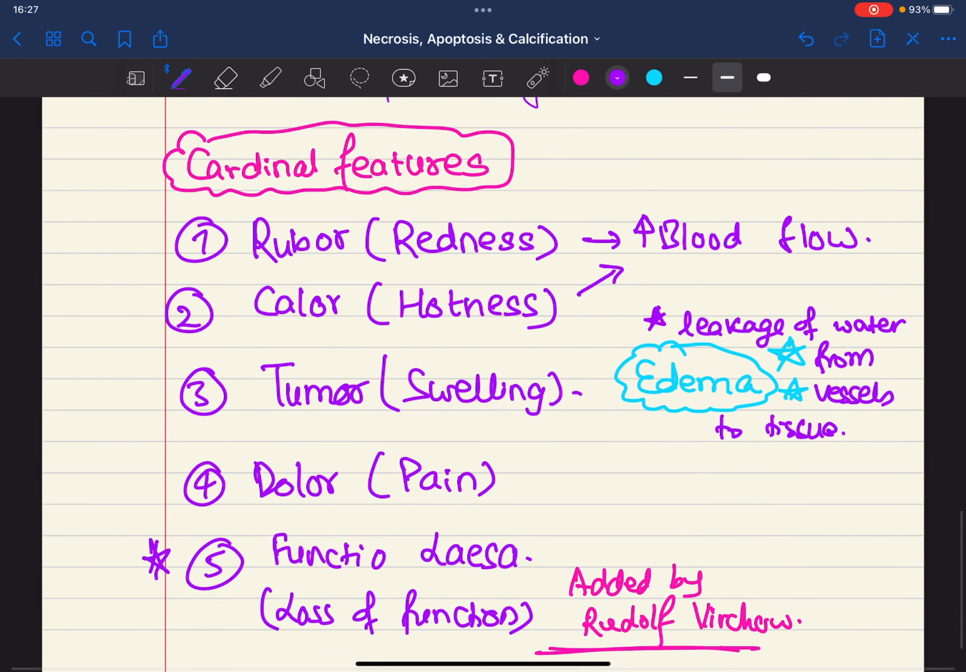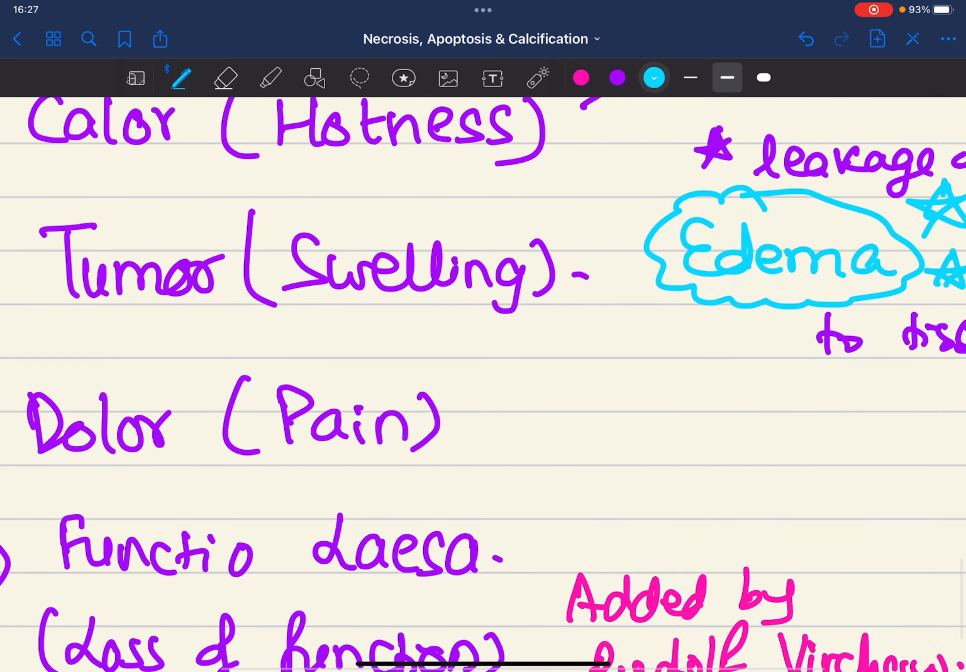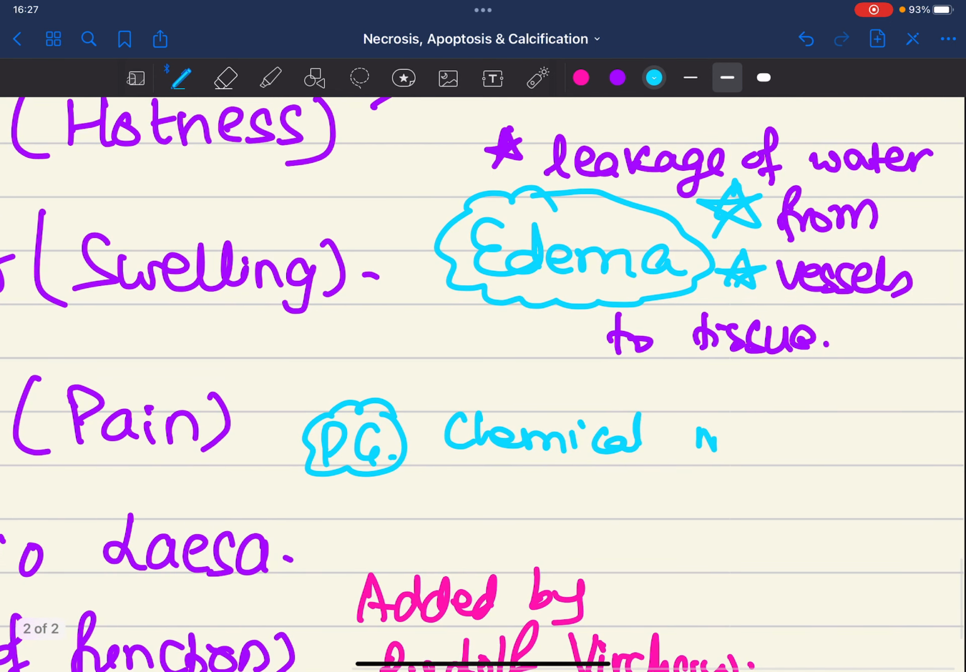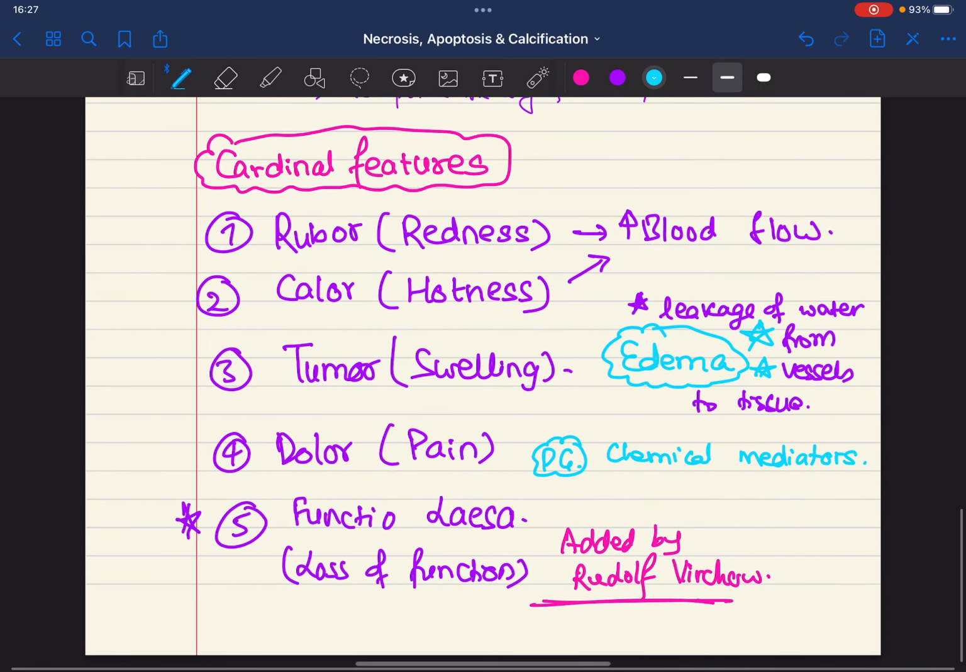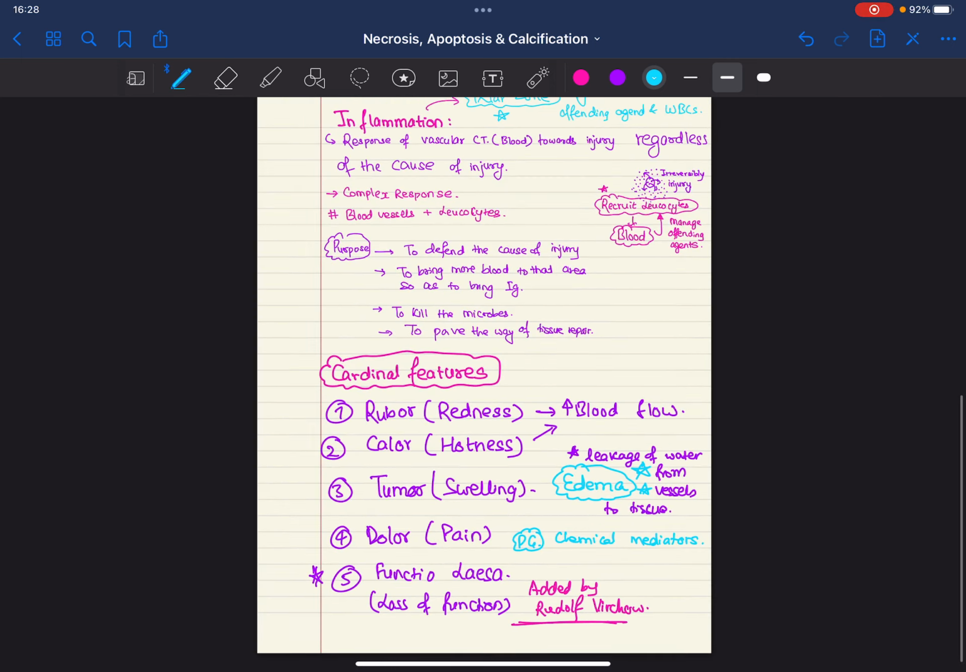And why is there pain? Pain is mostly due to prostaglandins and other chemical mediators. And loss of function: if there is destruction in the tissue, then obviously there is loss of function. So these are the cardinal signs of inflammation.